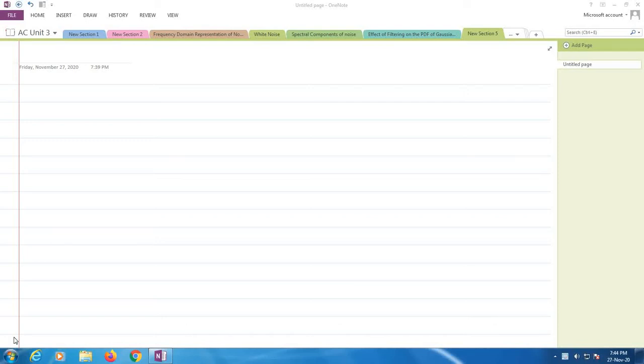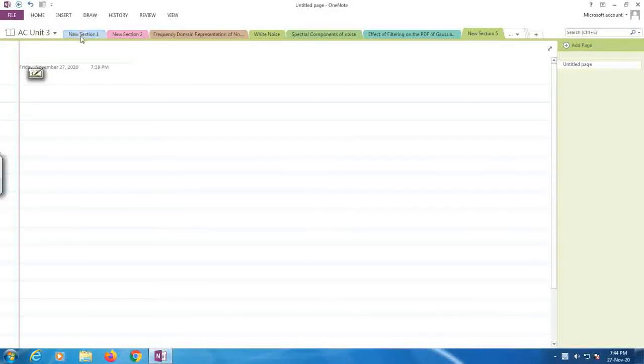Okay, in today's class we'll be talking about SNR calculation of a DSB SC signal which is being received by a super heterodyne receiver. So let me just write it down over here.